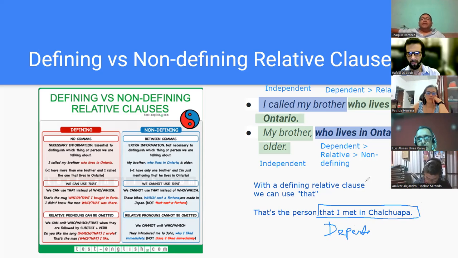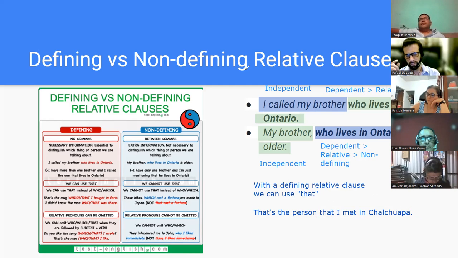Dependent. Okay. So now you know what type of dependent, right? What type of dependent clause is this? Is this a relative clause? Yes, right. What type of relative? It's defining, right? Very good. Why? Okay, check this out.